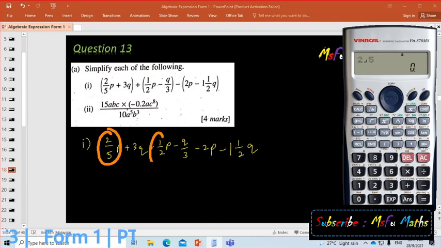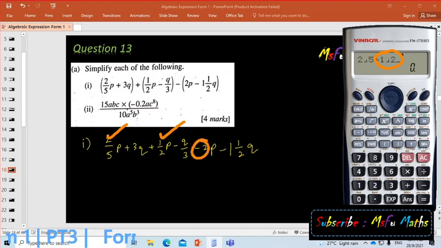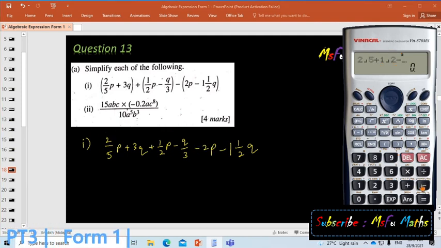2 over 5 and then 1 over 2 plus 1 over 2 plus 1 over 2, right? See, plus 1 over 2 and done. Here negative 2, you know. So just press. Negative 2 minus 2. See, 2 over 5 plus 1 over 2 minus 2. So let's see what's the final answer.